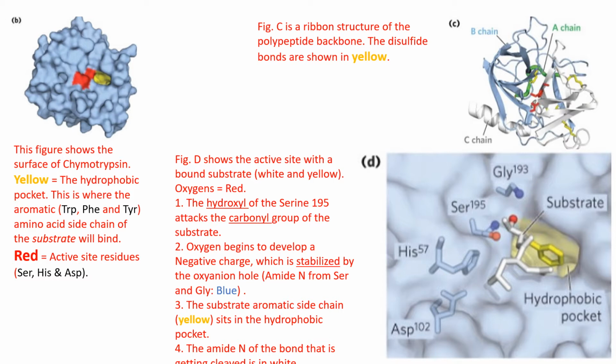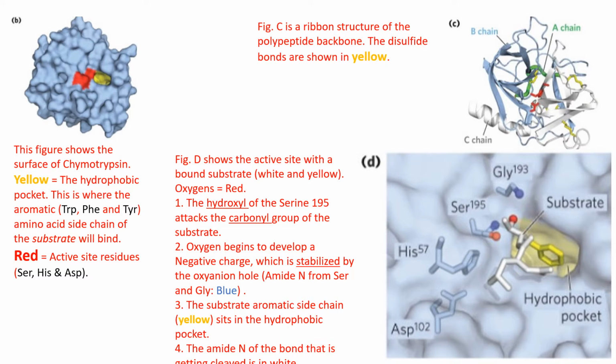Figure C is a ribbon structure of the polypeptide backbone. The disulfide bonds are shown in yellow. So here you see the tiny A, the B, and the C chain. Figure D shows the active site with a bound substrate in white and yellow. So this is the substrate right here.